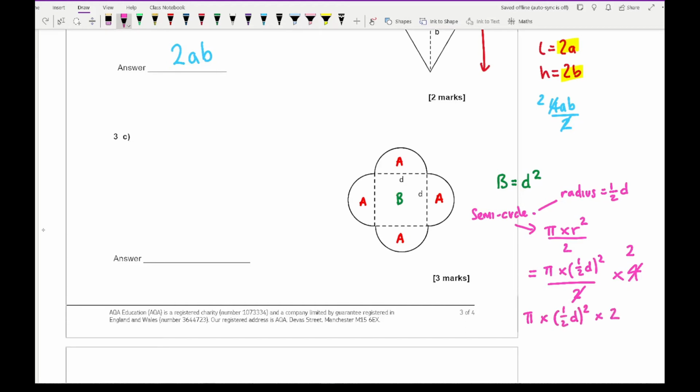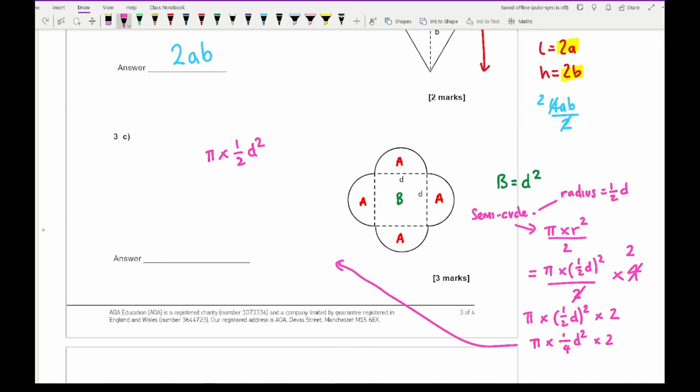Then from this, what I've then got is pi times, now with the square, if I square the fraction and square the letter, well, looking at the fraction, 1 squared is 1, 2 squared is 4, and D squared is D squared. Multiply that by 2, and then what that becomes is, if I just move that over here, I've got pi times, now 2 quarters make a half, so that's going to be a half D squared.